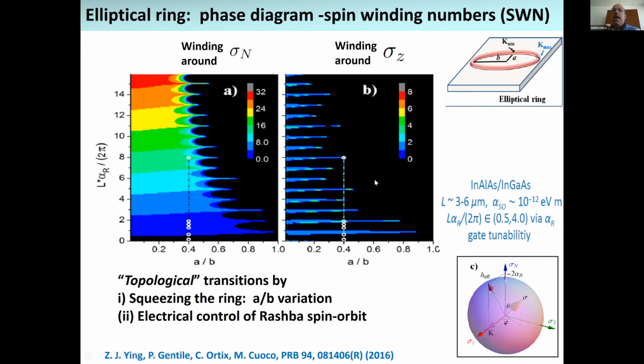along this direction, right? And what is also interesting is that you get all these tongues of a region where not only the spin is winding around the normal component to your ring, but also around the sigma z component. So there are some numbers. You can definitely access this region by using semiconducting nano rings and exploiting the gate tunability of the Rashba spin-orbit coupling.